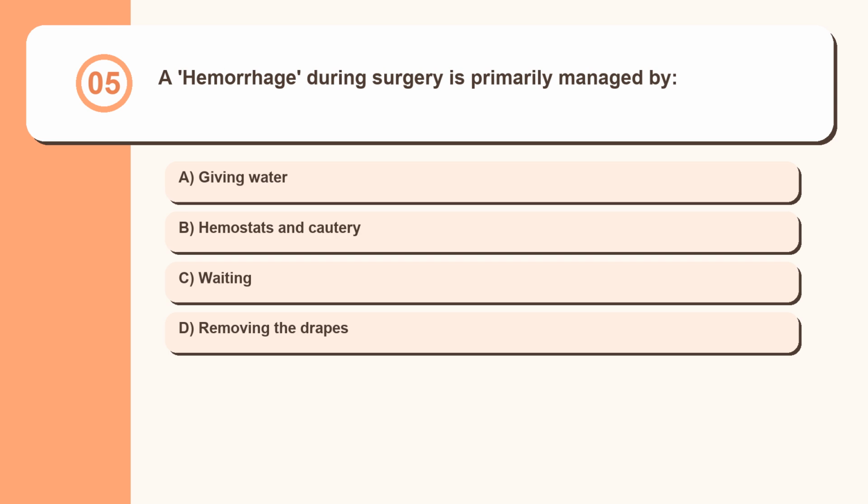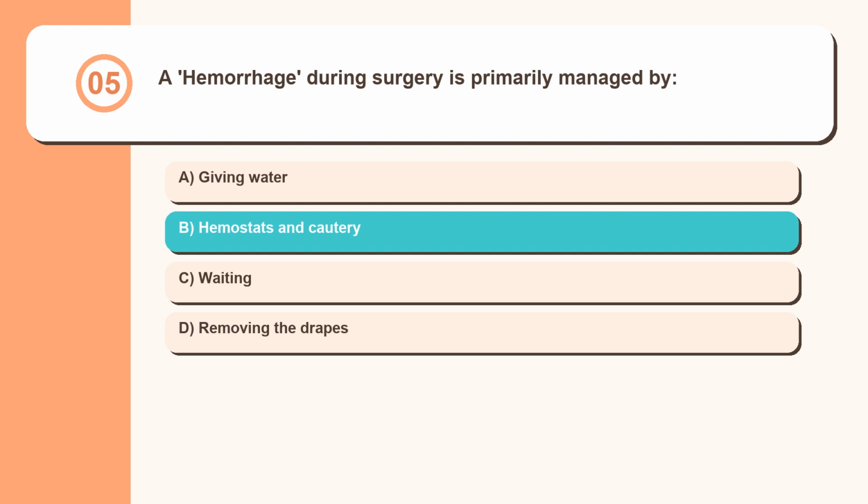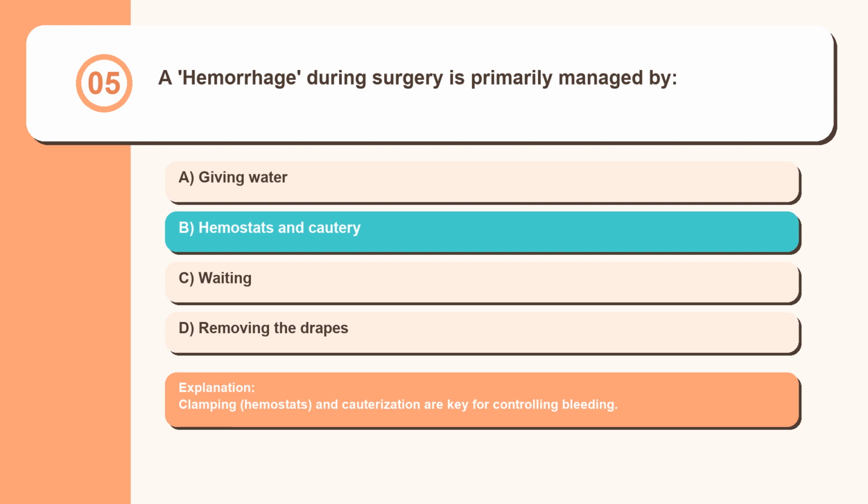Question 5. A hemorrhage during surgery is primarily managed by giving water, hemostats and cautery, waiting, removing the drapes. Clamping with hemostats and cauterization are key for controlling bleeding.